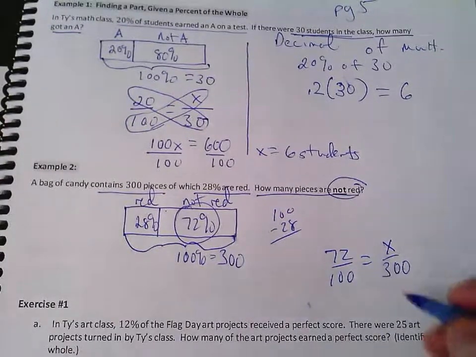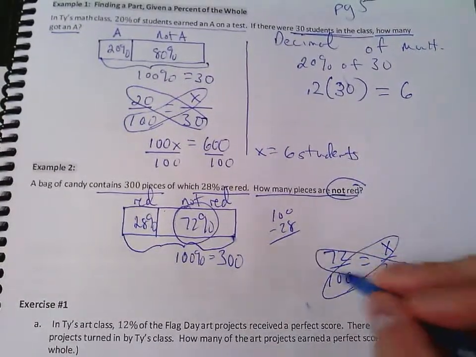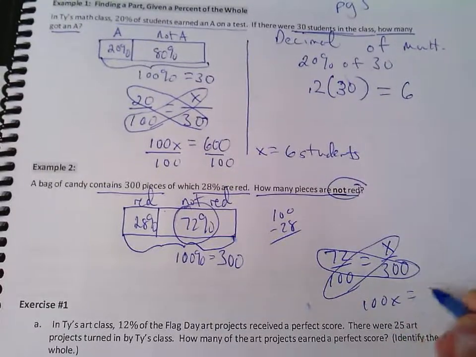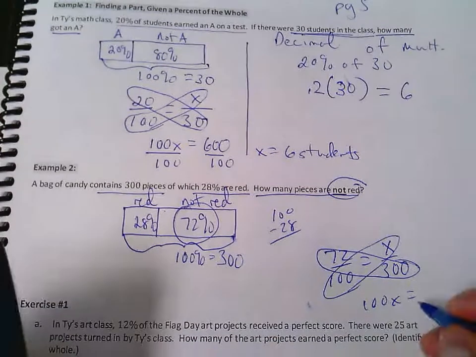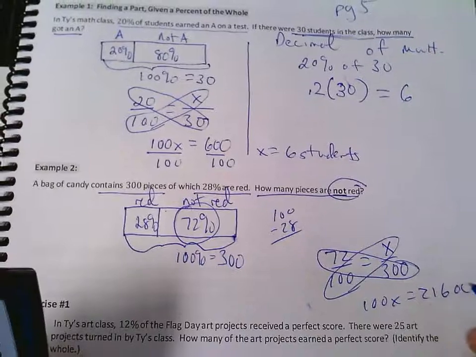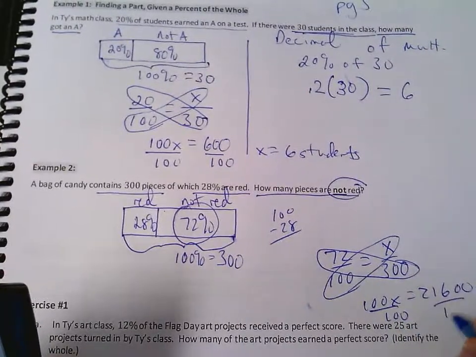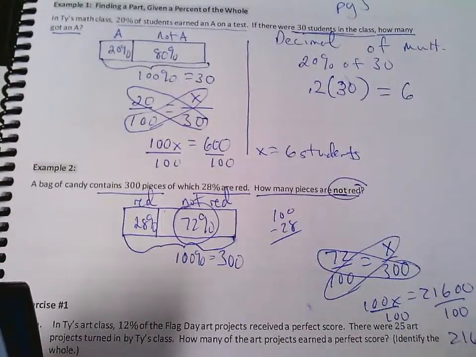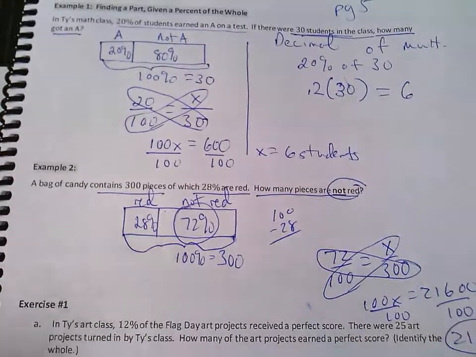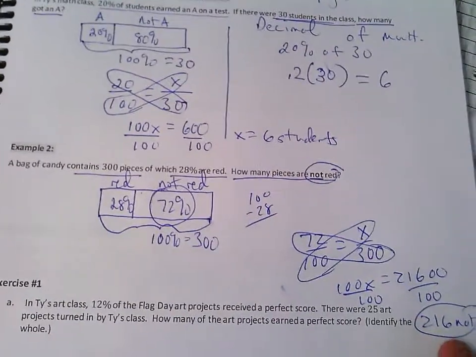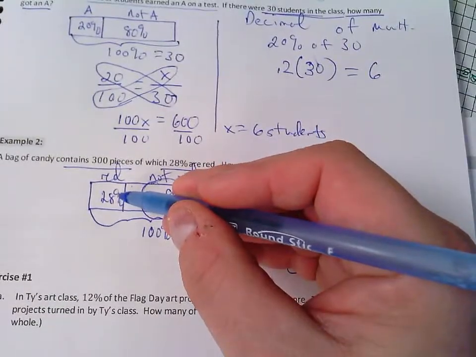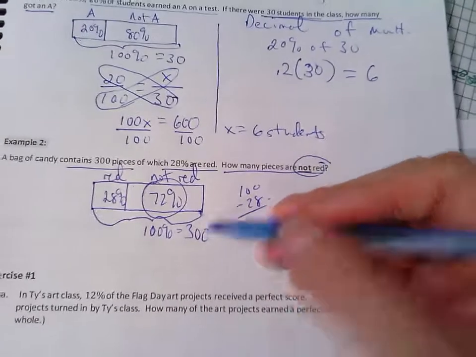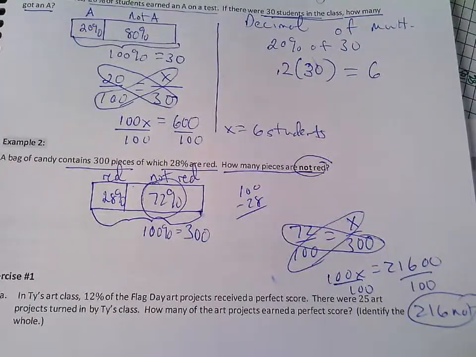And then we'll do our cross multiplying again. So here we get 100x equals 72 times 300, which is 21,600. Divide by 100 on both sides, and you get 216 not red. Move this over a little bit so you can see where I ended up. Now, if you use the 28%, you would probably get 84, and then you would have to subtract it away from the 300. But that's the step you're going to have to remember.